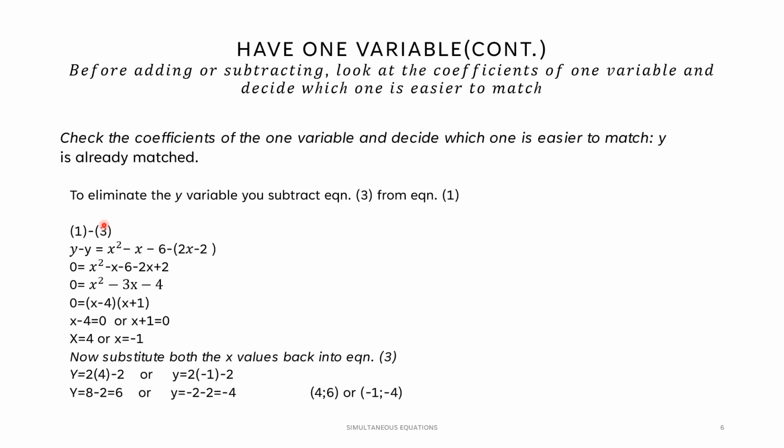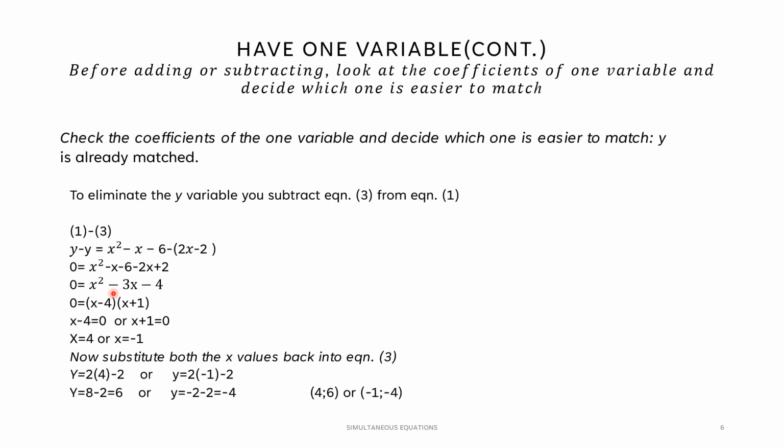Now, the next step from that is to subtract equation 3 from equation 1. And when you do that, it's because you realize that y and y have the same coefficient, so there's no need for us to multiply any of the equations so that we can have similar coefficients. So it's already done, we already have it, and it's y minus y.